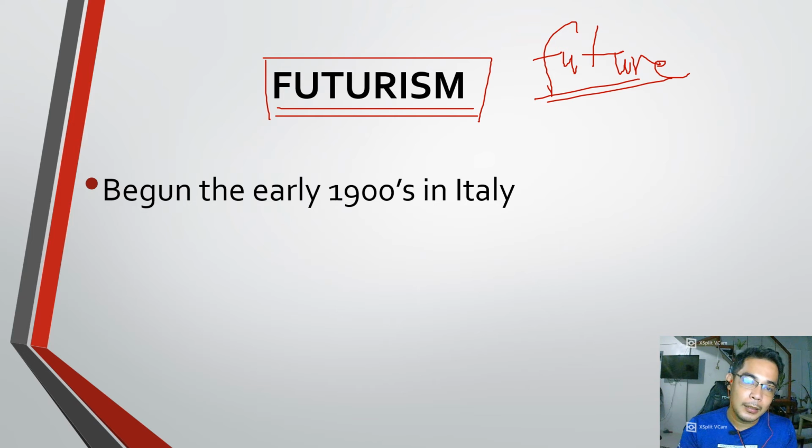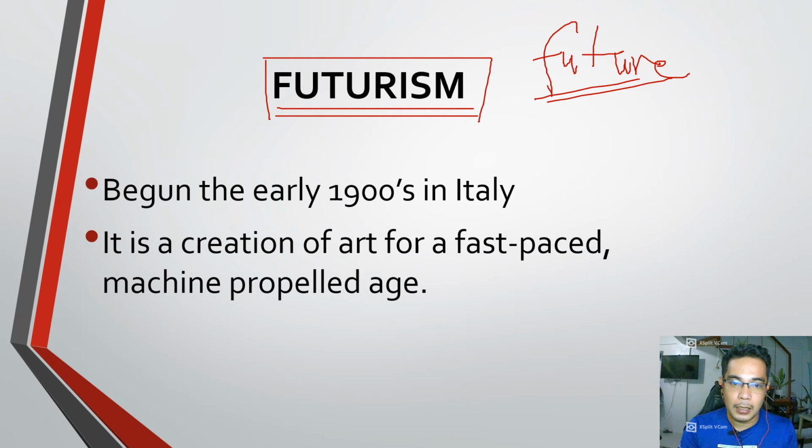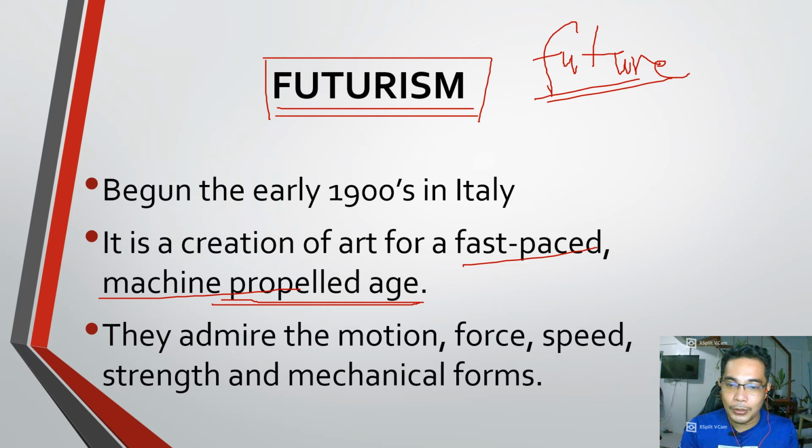Okay, so futurism began in the early 1900s in Italy. Okay, so sa Italy siya nagsimula. It is a creation of art for a fast-paced and machine-propelled age. Okay, so fast-paced and machine-propelled age. Ibig sabihin, kung gagawa ka ng futurism, it should look like a scene in the future. And they admire the motion, okay, force, speed, strength, and mechanical forms.